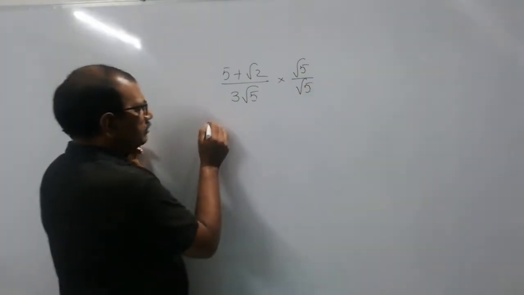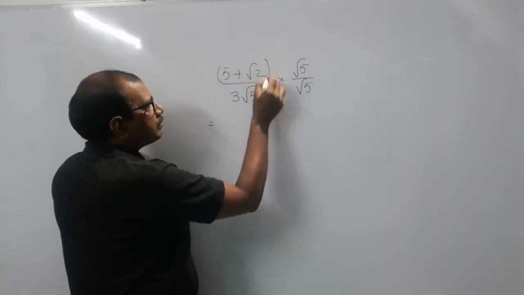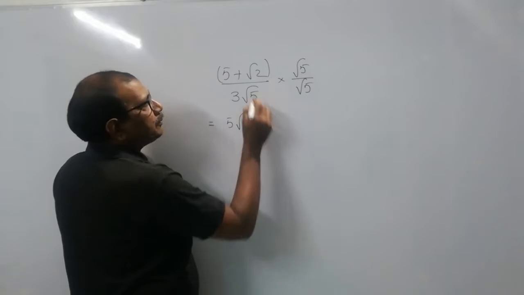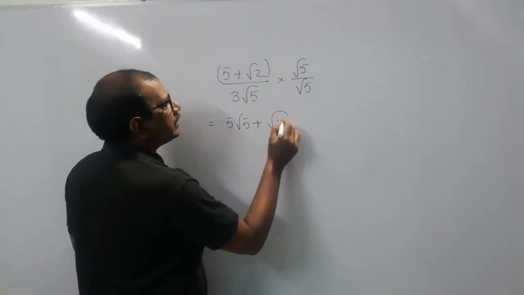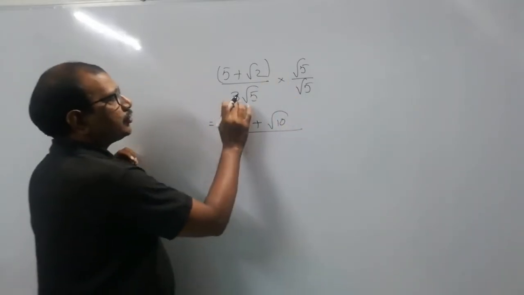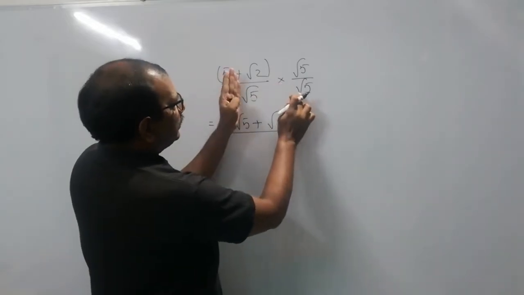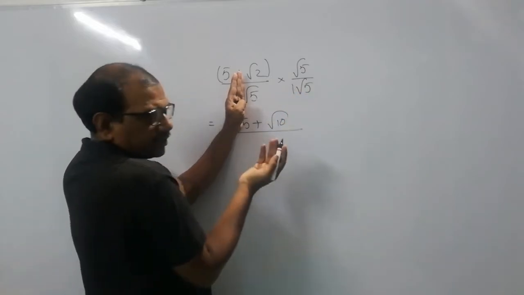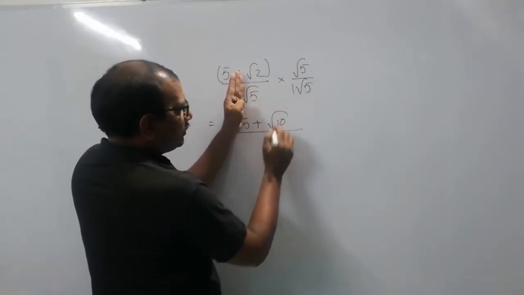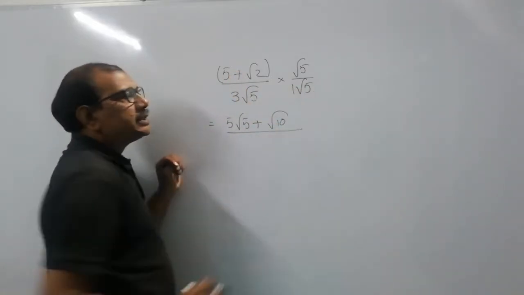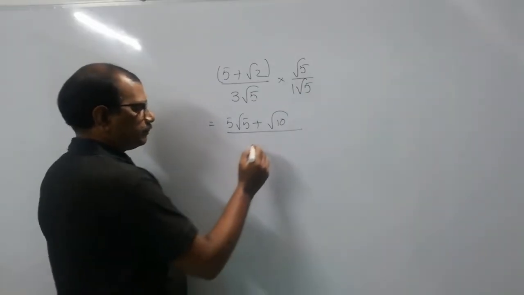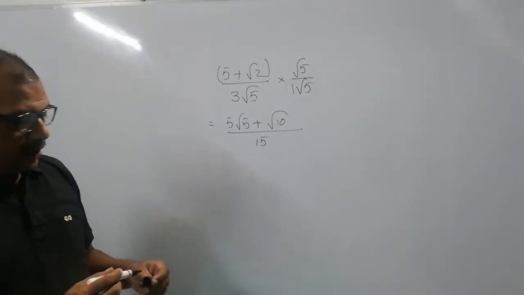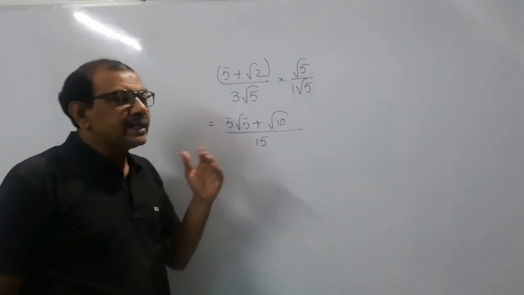Now the numerator becomes root 5 multiplied by this bracket. So root 5 into 5 is 5 root 5 plus root 2 into root 5 is root 10 upon 3 root 5 multiplied by root 5. The irrational part will multiply irrational part. Can I write this root 5 as 1 root 5? There is no change. So root 5 into root 5 is 5. 3 into 1 is 3. So 3 5s are 15. Okay, rational. Right?